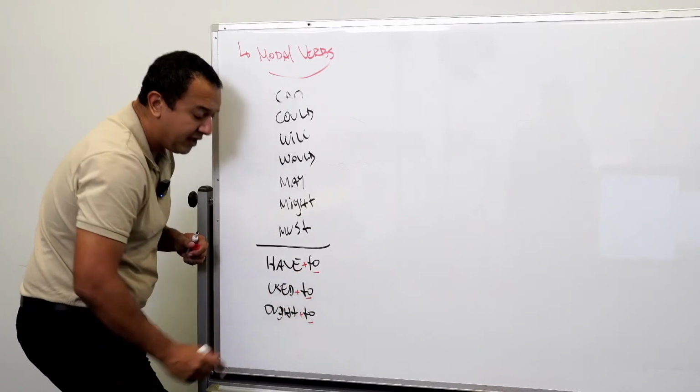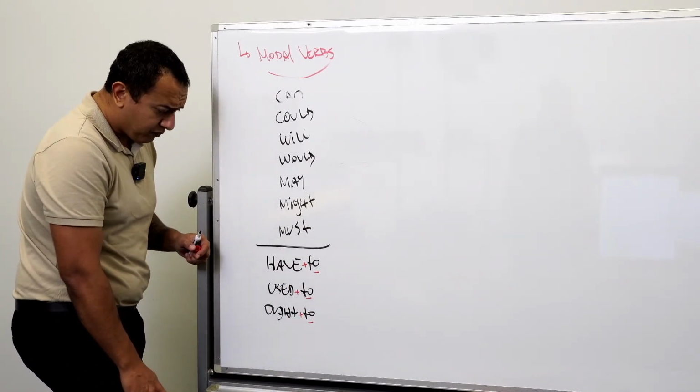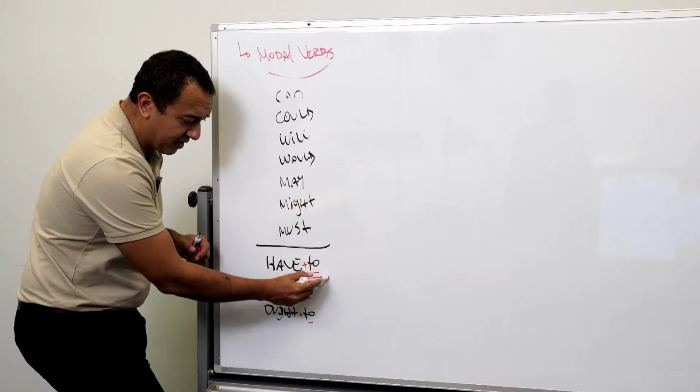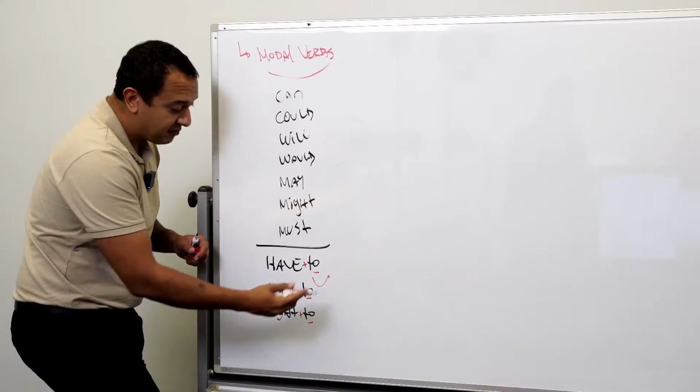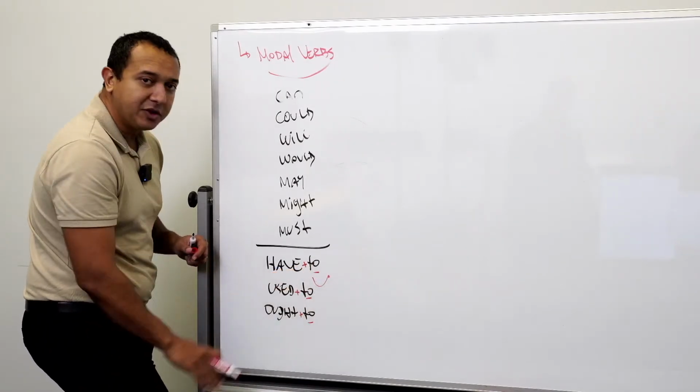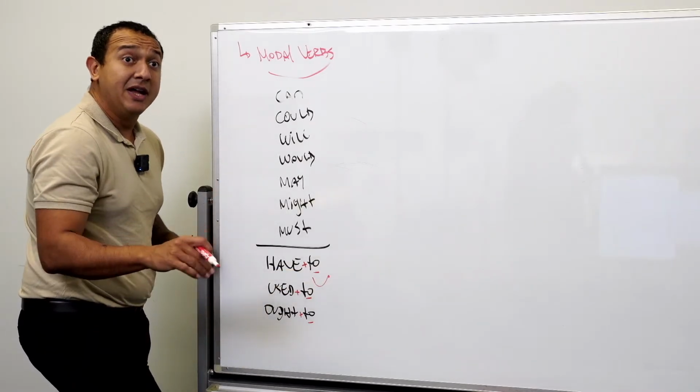They have the particle to. Because the next verb that is gonna come here is a verb in the base form. So we need this particle here too to indicate the infinitive.